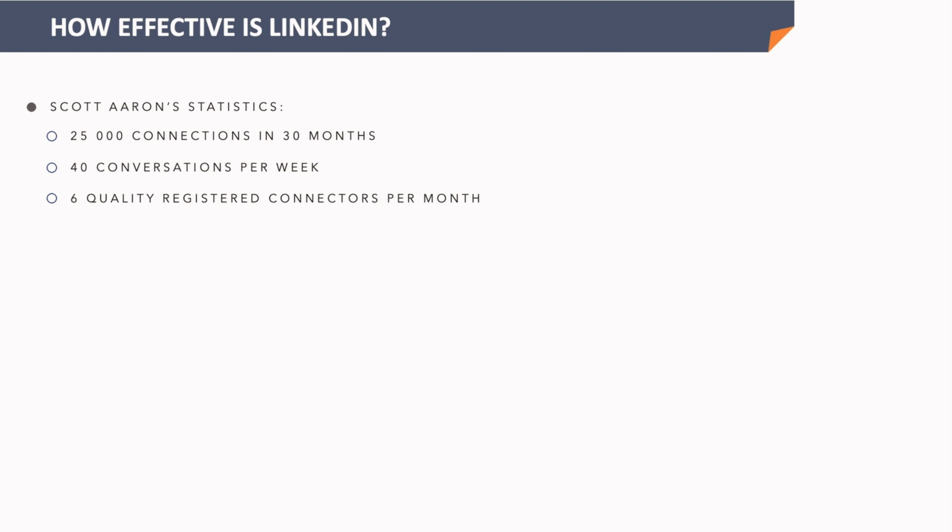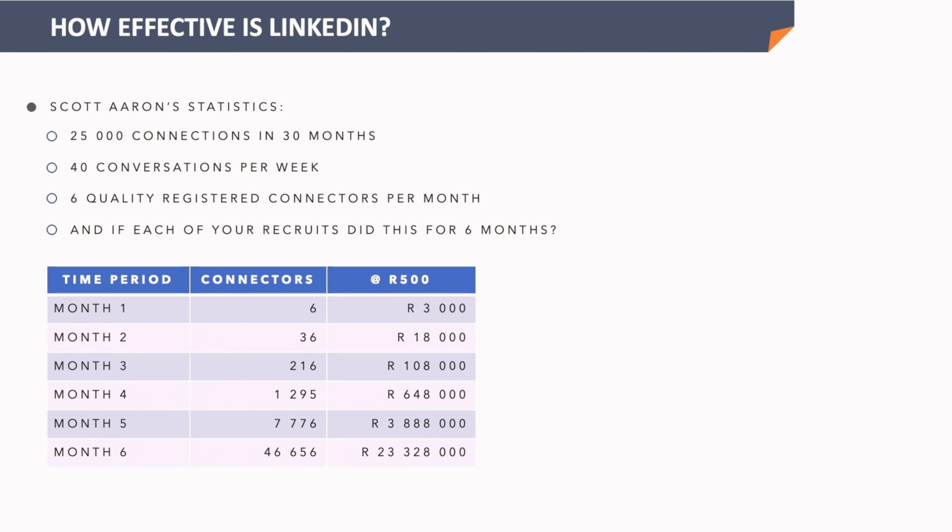Now, industry stats show us that the average network marketer will only recruit 1.2 people in their entire lives. So registering 6 quality connectors every single month is exceptional. Now, the big question here is, if each of your recruits did this for a period of 6 months, what does this mean? So let's look at this graph. In month 1, we have 6 connectors in the business, earning an average of 500 Rand. That's 3,000 Rand within your company. At the end of month 6, you have 46,500 connectors in your downline, generating 23 million Rand a month.